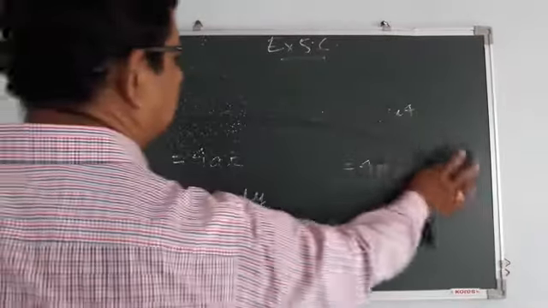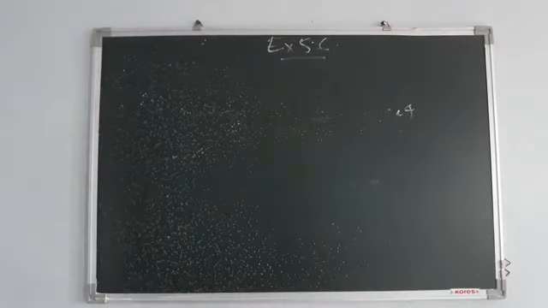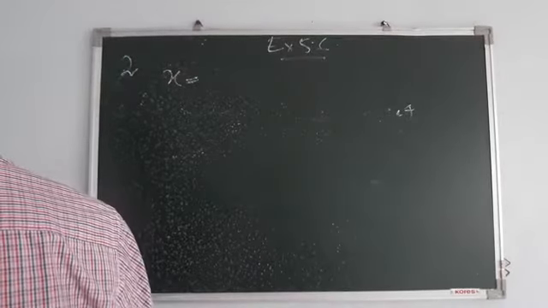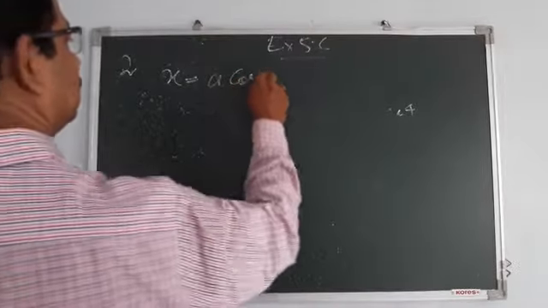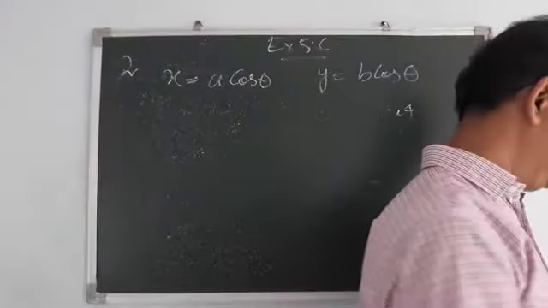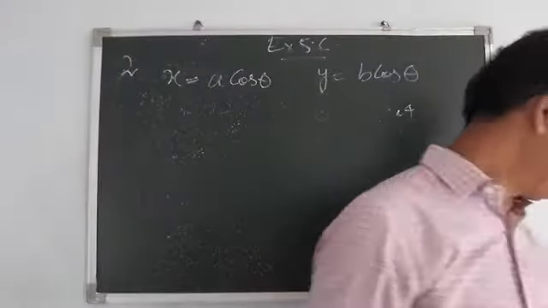Now we will do question number 2. In question number 2, it is given x is equal to a cos theta, y is equal to b cos theta. What we get? X is a cos theta, a is constant, theta is variable, y is equal to b cos theta, b is constant, theta is variable. So as usual, we will differentiate with respect to theta. A is constant, it will come out. D cos theta with respect to theta is minus sin theta. Here also dy d theta, if we want to calculate, it will be minus b sin theta.